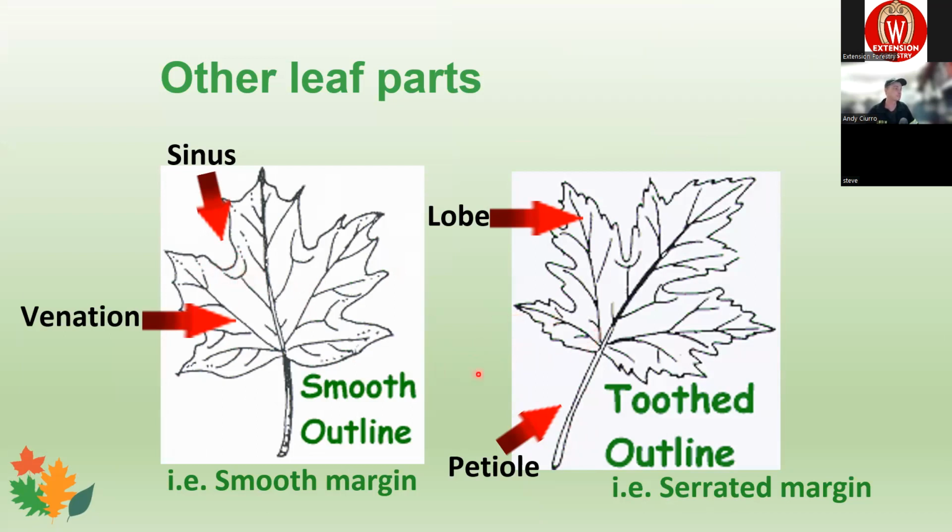Again, smooth outline, also smooth margin. So outline or margin, you're going to use those interchangeably. And then this says toothed. I think more often you're going to see serrated.